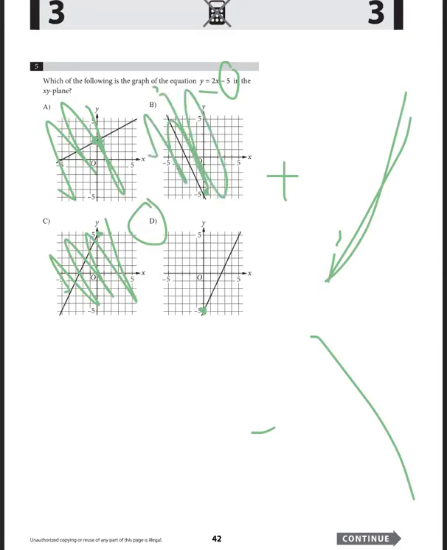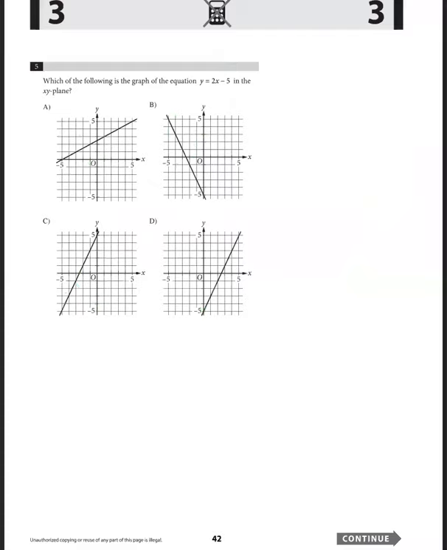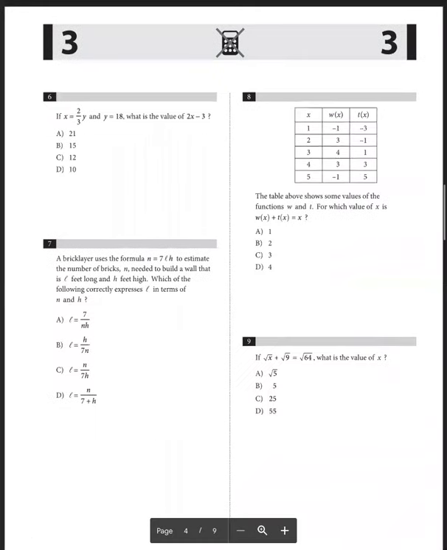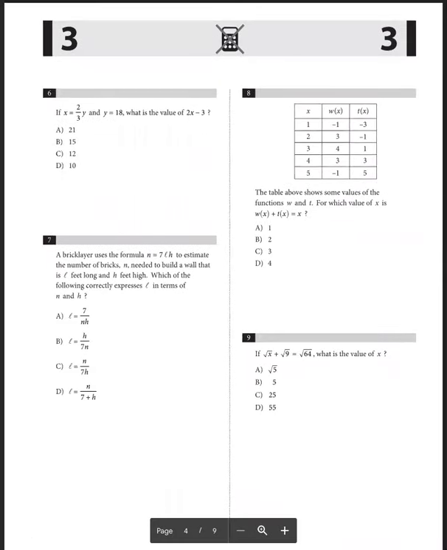So again, this is something that can be done easily in 20 seconds. Remember, like I said, it's always good to get those first ones out of the way and spend more time on the harder ones. And that's pretty much it. So let me move on to the next page. All right, let's see. It says, if x equals 2/3 y and y equals 18, what is the value of 2x minus 3?